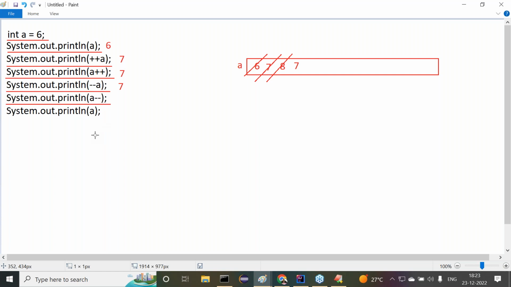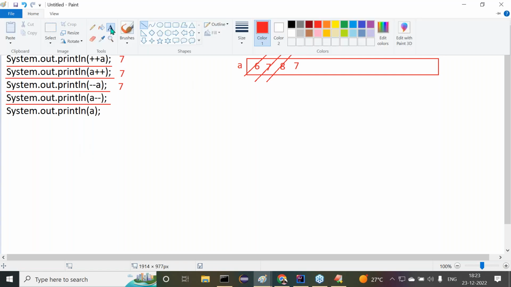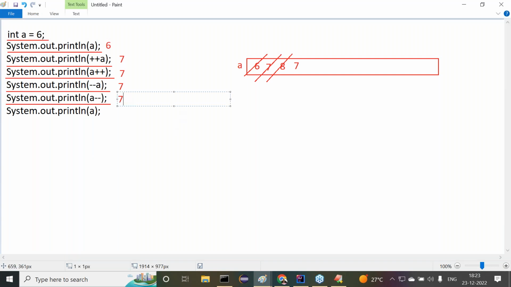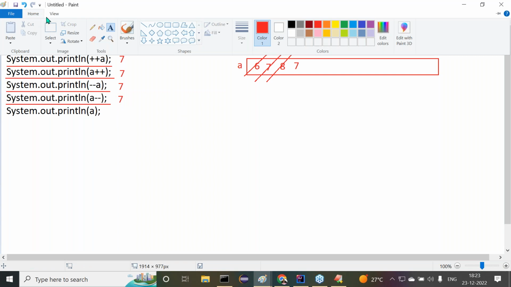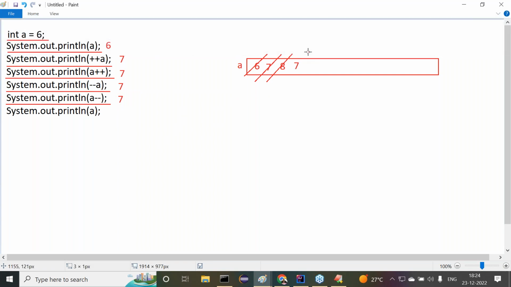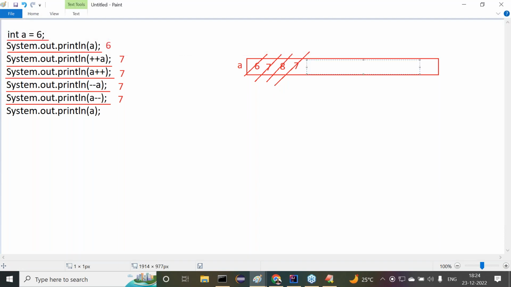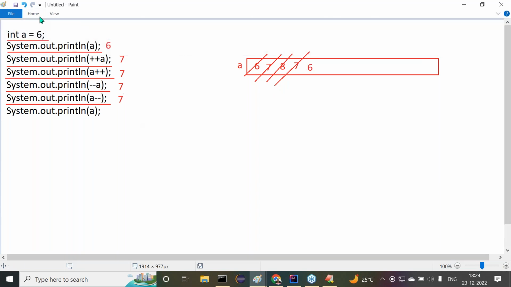Then after that, System.out.println of a--. a-- is a post decrement. If it is a post decrement, first the current a value will be displayed. What is the current a value? 7. Then later on, that 7 value will be decremented by 1 in memory. So 7 is decremented by 1, and we get the value 6.